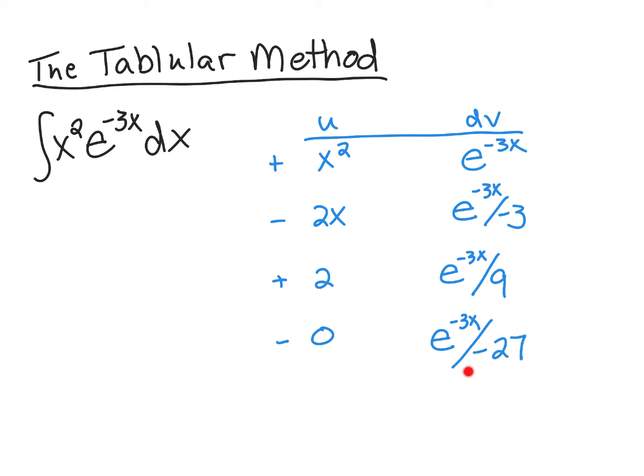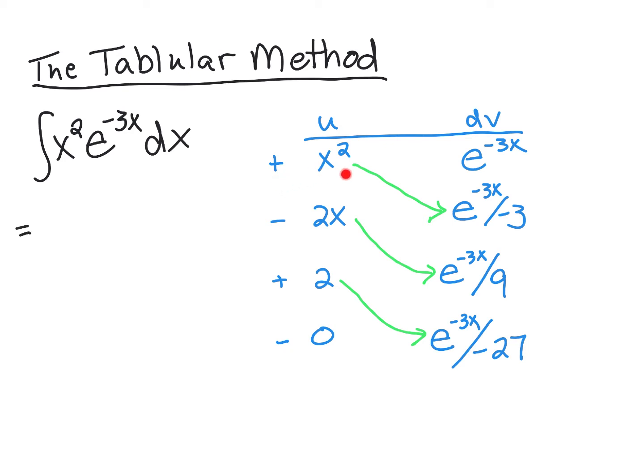Then I get another negative 3, so I have a minus 27. Now I'm going to multiply diagonally down. This would be u times v. Then I do it again. Then I do it again. And now I'm just going to write down my answer.